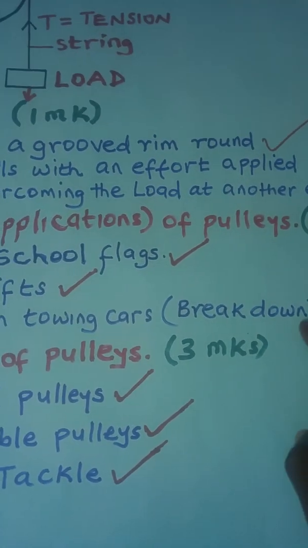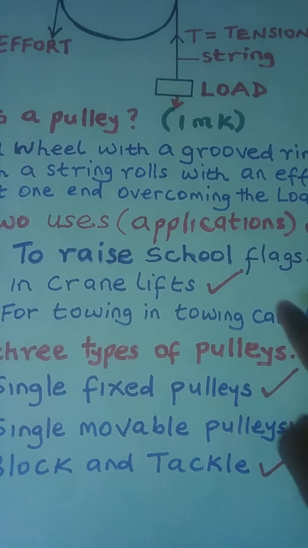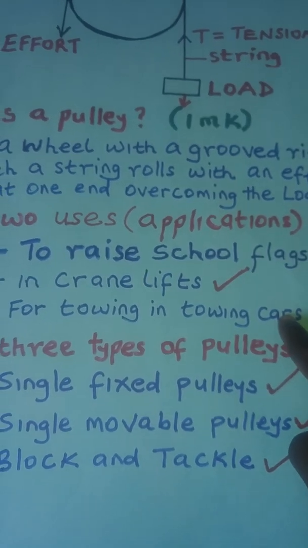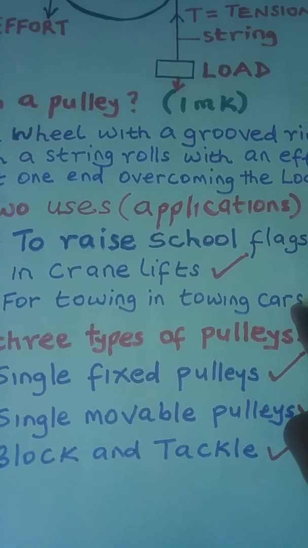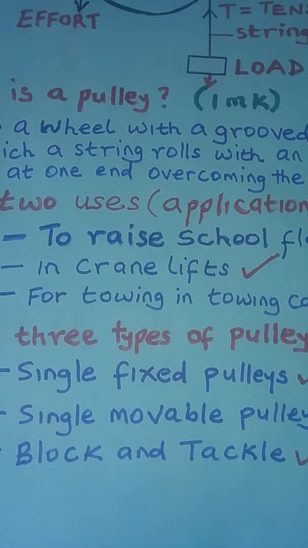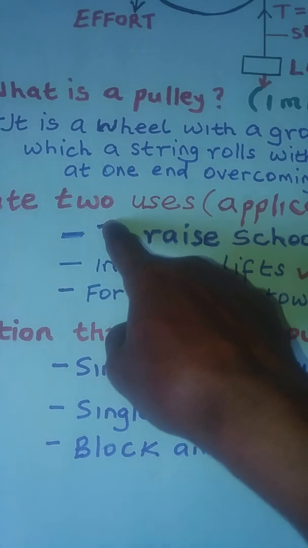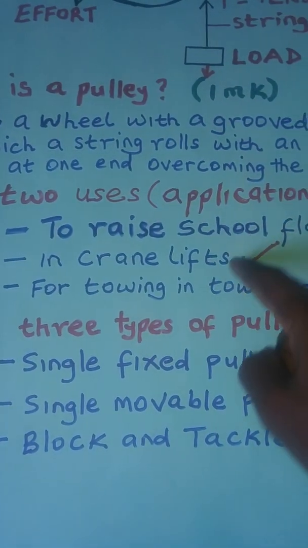Sometimes we call them breakdown. So those towing cars have machines, and the machines which normally they use for doing their work are pulleys. So we use pulleys for towing. So the examiner wanted 2 uses, but we have given 3.